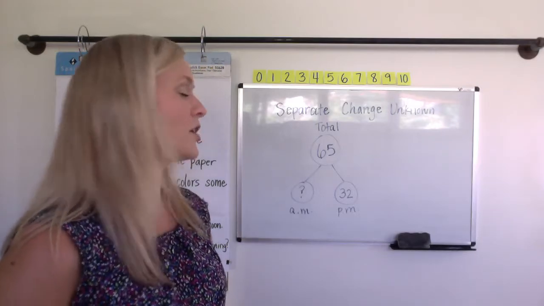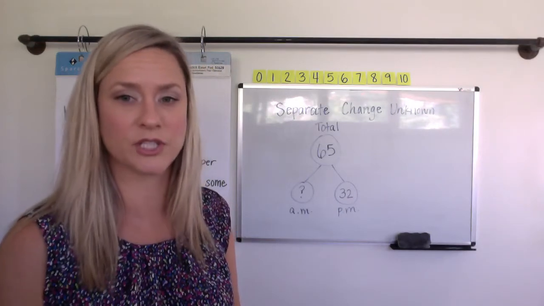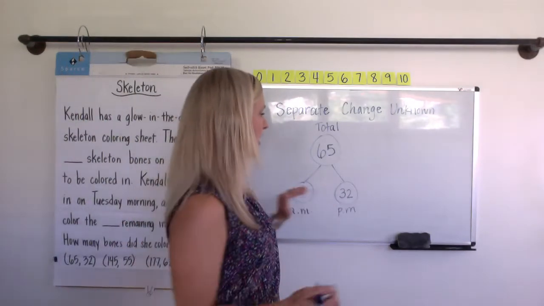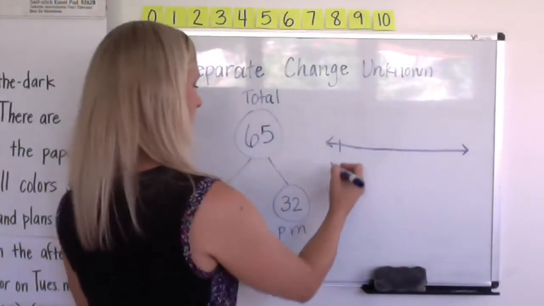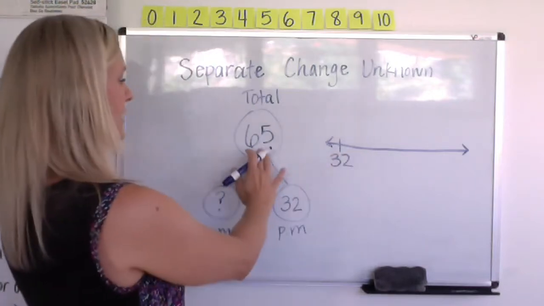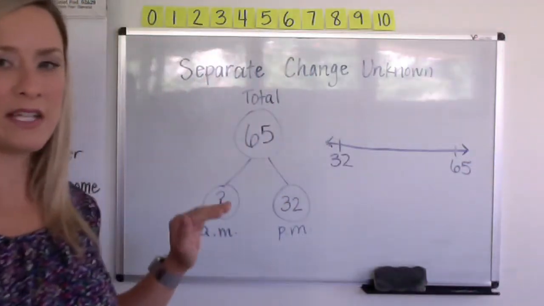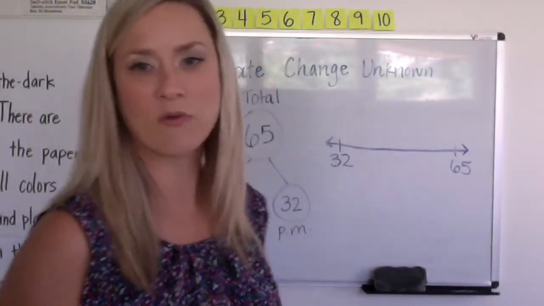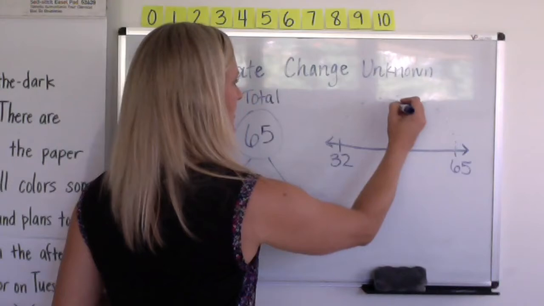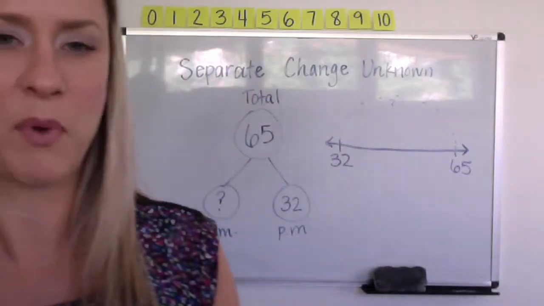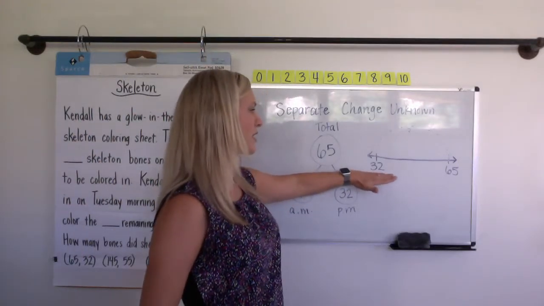Okay, so I'm going to guess that many kids will probably start thinking about a number line for their solution. So we know we have to start at 32. And we know in the end the total is 65. So they might set up their number line like that. Now the answer is not 32 and it's not 65. We already know that. The answer is going to be up here, the distance from 32 to 65. Okay, so then that's the part where they start using hops on the number line.